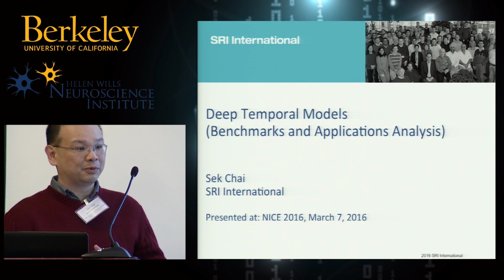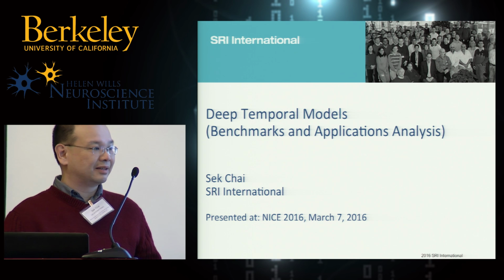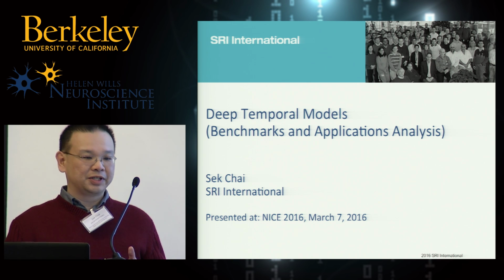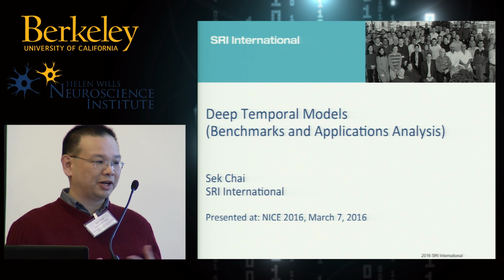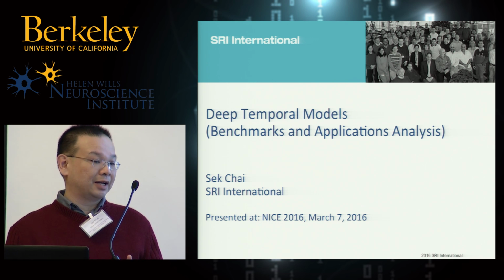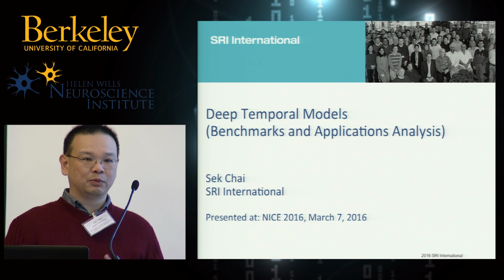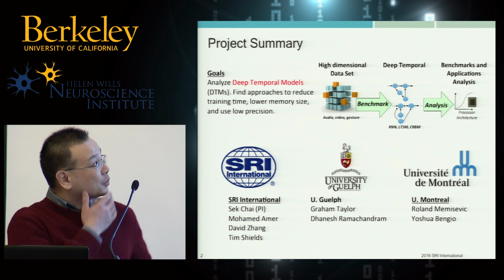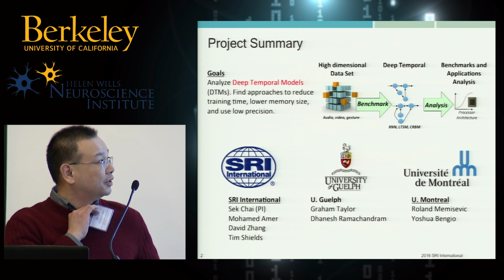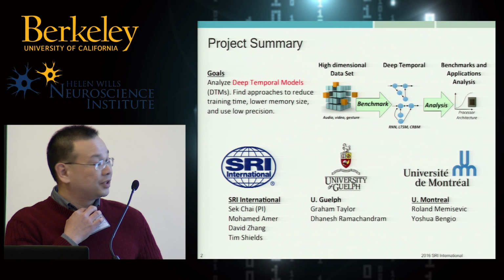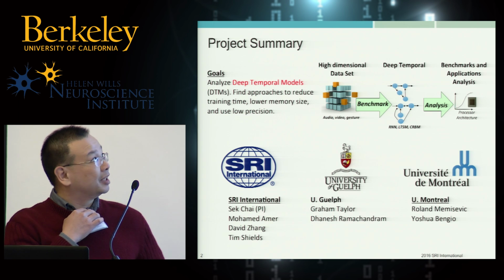Today I'll talk about some of the work that we're doing under the DARPA Cortical Processor Phase 1 ceiling. Last year I talked about using noise as a means to train some of these networks. Today I'm going to talk a little bit about the applications and some work that we're doing in the low precision space. This work is done in collaboration with University of Guelph, Graham Taylor and his team, and also University of Montreal, Yoshua Bengio and his team.